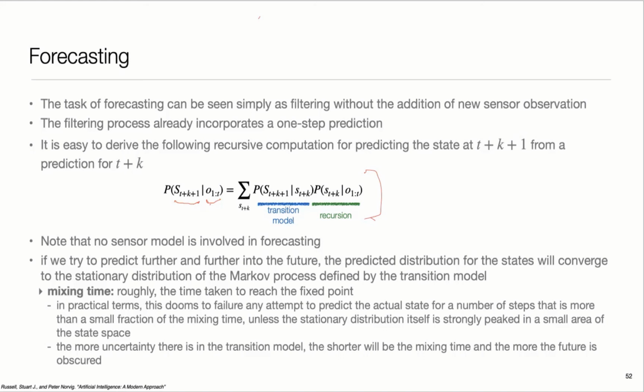So that's forecasting. Now, firstly, one area where people do forecasting a lot is the stock market.